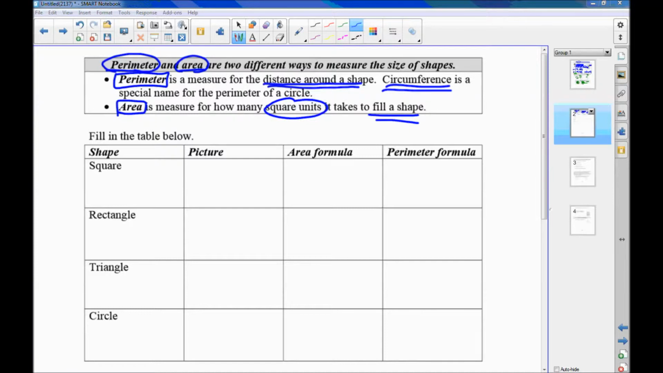Okay. All right, so we have to fill in some table stuff here. For a square, what would the picture look like?